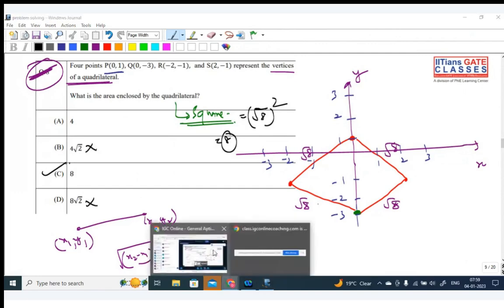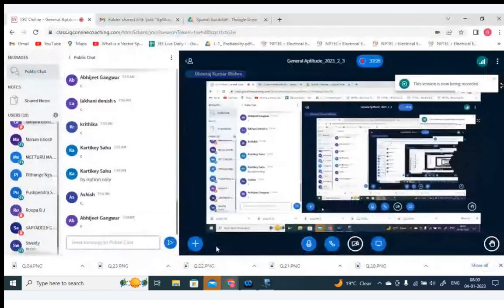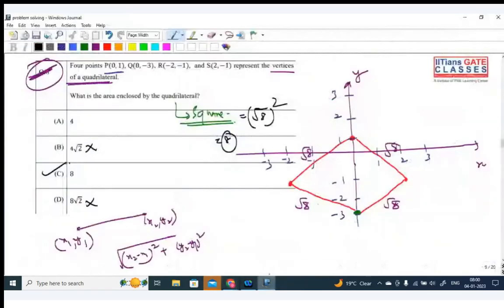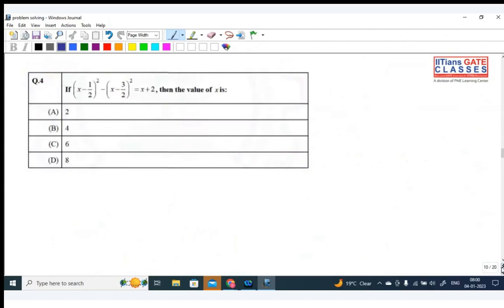Understood? How many of you understood, guys? So you can just find the distances PQ, then QR, and all of them, and you will find that the sides of the quadrilateral are equal. If the sides of the quadrilateral are equal, that is a square.